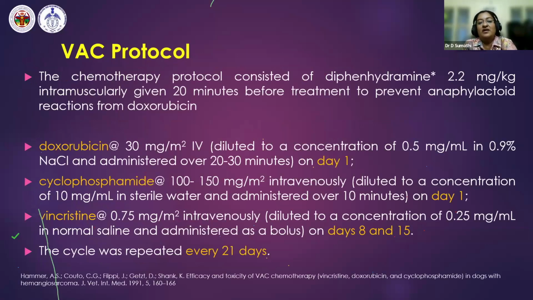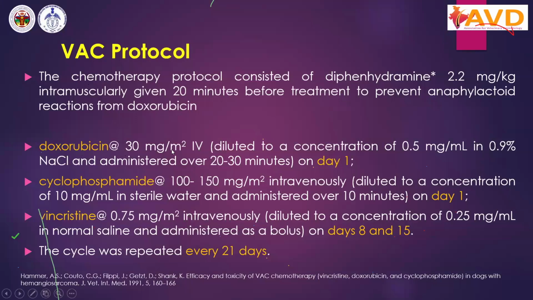Before you start the chemotherapy, you can give diphenhydramine at 2.2 milligram per kg intramuscularly, 20 minutes before the treatment to prevent any anaphylaxis due to doxorubicin. But if you have already used it and don't find any difficulty, you can directly go with it. This is a combination protocol. In the VAC protocol you use doxorubicin at 30 milligram per meter squared IV, diluted at a concentration of 0.5 milligram per ml in sodium chloride and administered very slowly over 20 to 30 minutes on day 1.